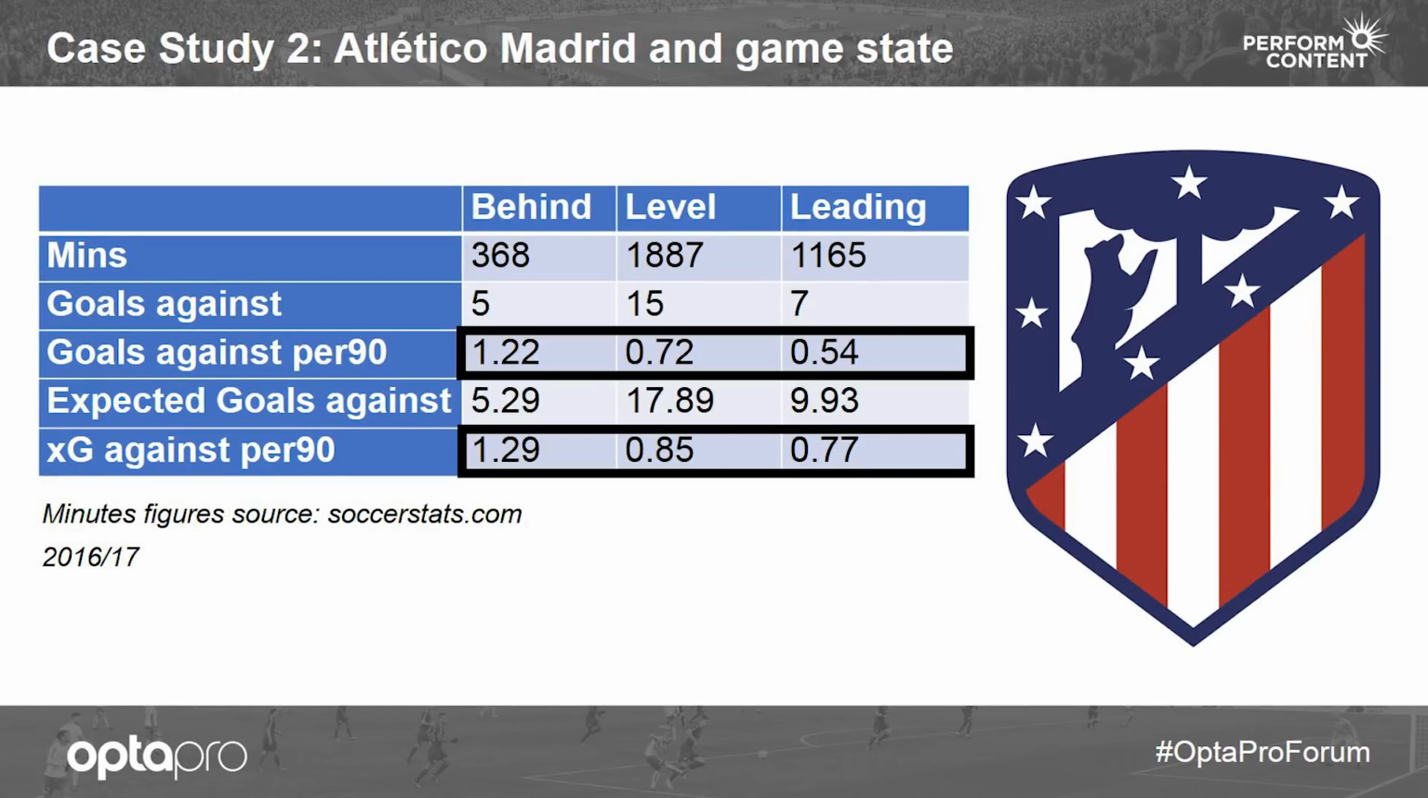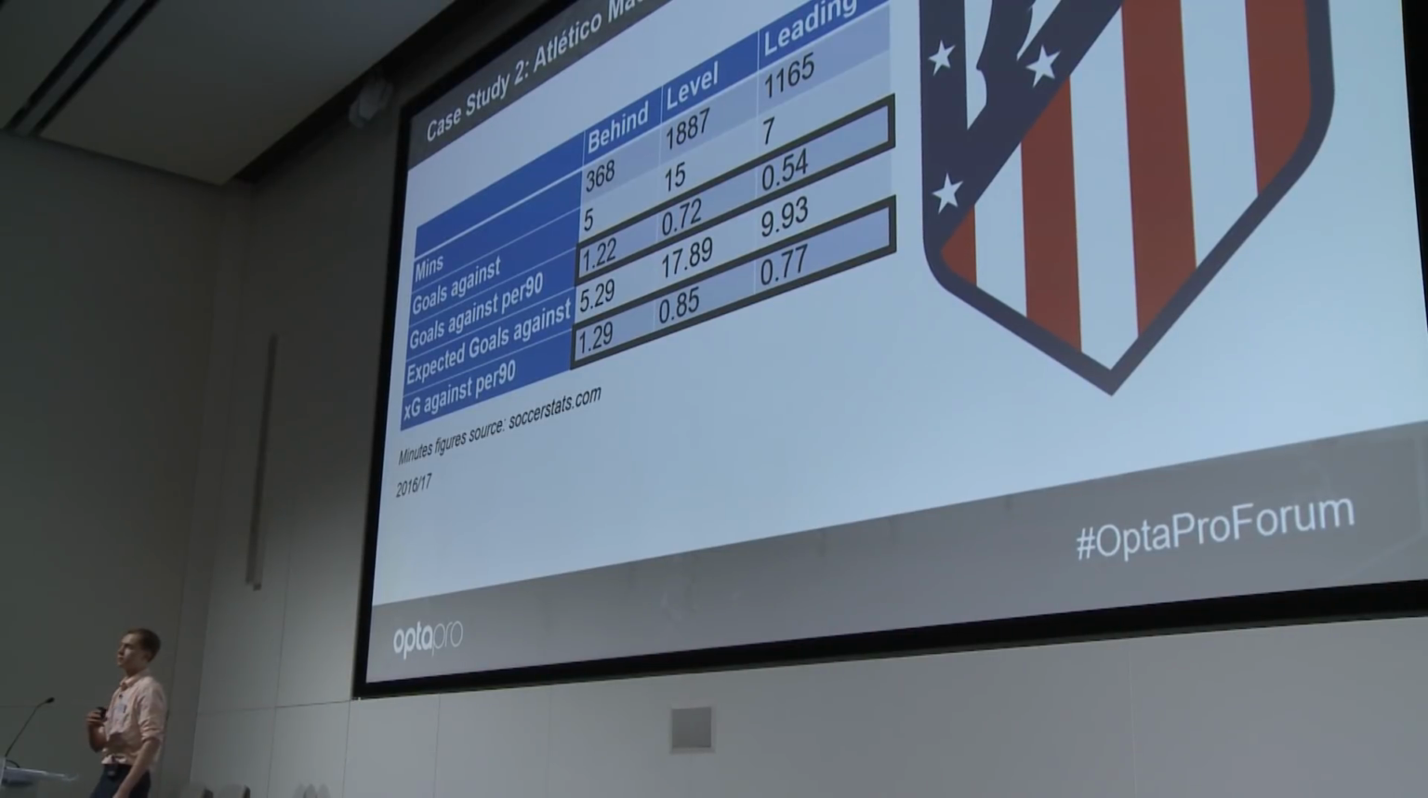Just by looking at their numbers alone, you can see it's reflected in both the goals against and expected goals against tallies, how effective they are in closing out a game. Funnily enough, there's not sufficient sample size for when they're behind.